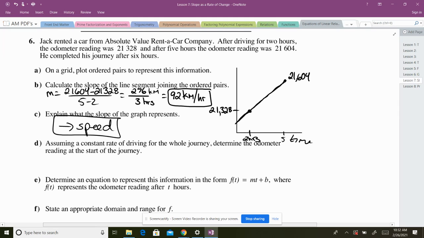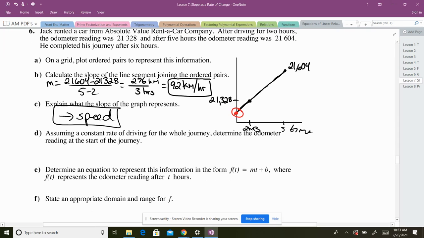What are they asking for here? Before you've gone anywhere, they're asking for what point? Yeah, but on the graph, yeah, it's the y-intercept, right? They're asking for this point right here. You haven't gone, your time is 0. So whoever said that is correct. Okay, what the reading of the car was before you got in it. So they're asking for the y-intercept.